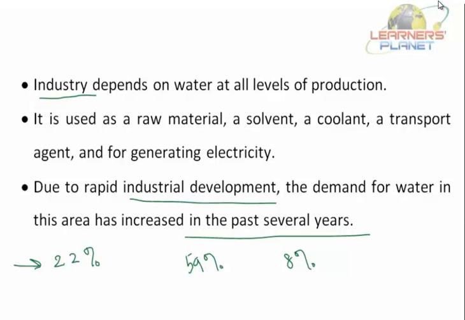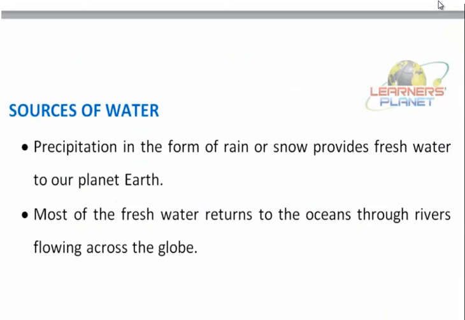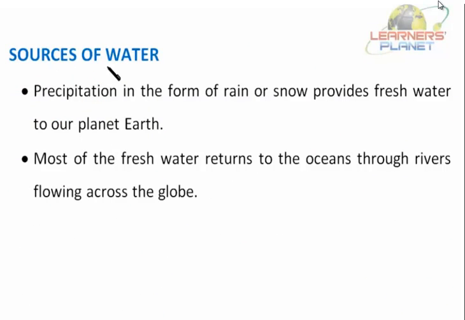So students, that was all about the uses of water. Now we will discuss another important topic of water, and that is sources of water. So students, as we discussed precipitation, let us discuss it in some detail. Students, precipitation in the form of rain or snow provides fresh water to our planet Earth. We know that because it is one of the very important processes in the hydrological cycle.